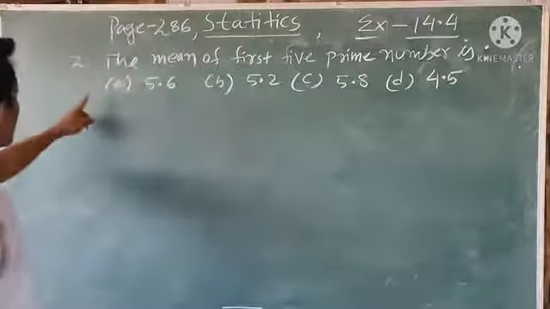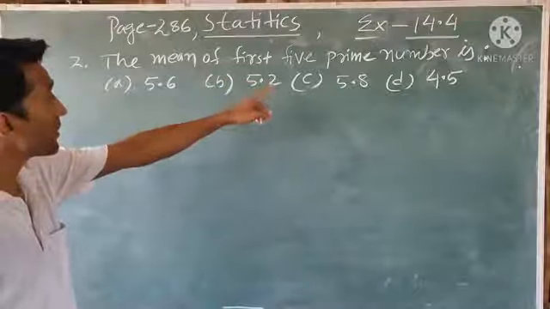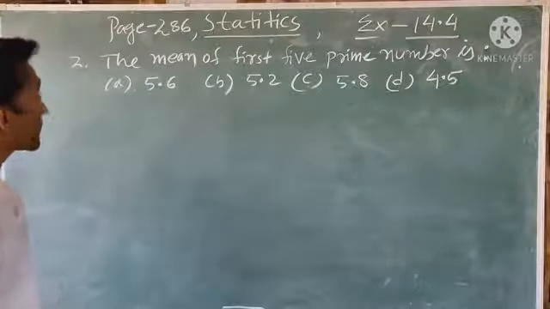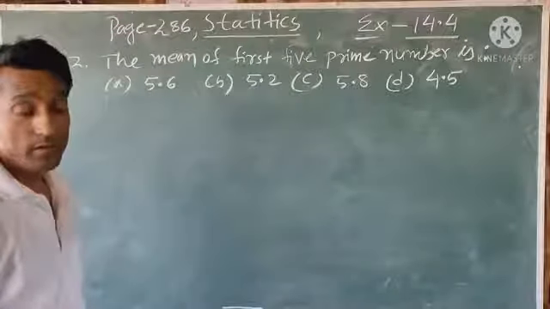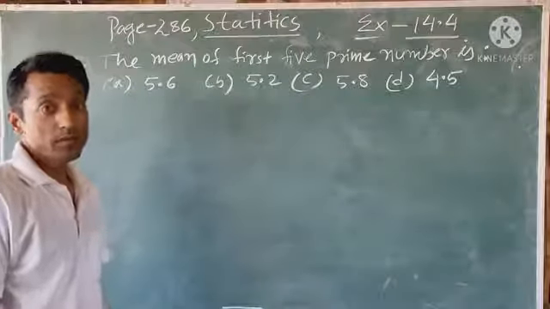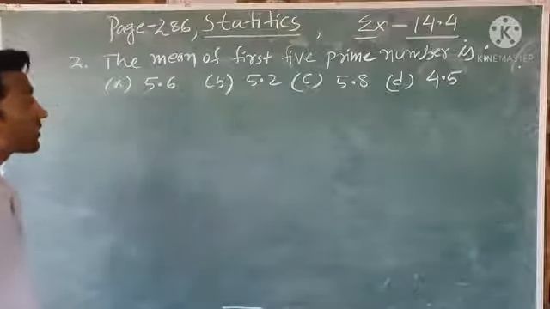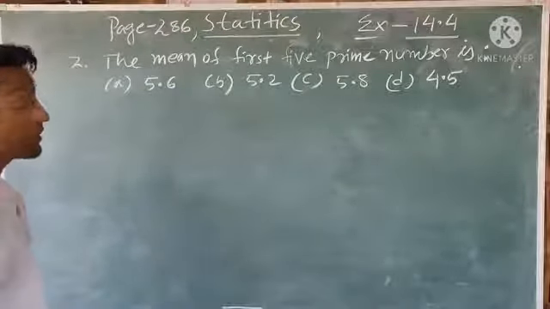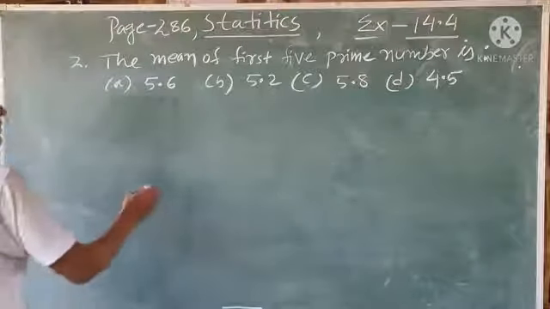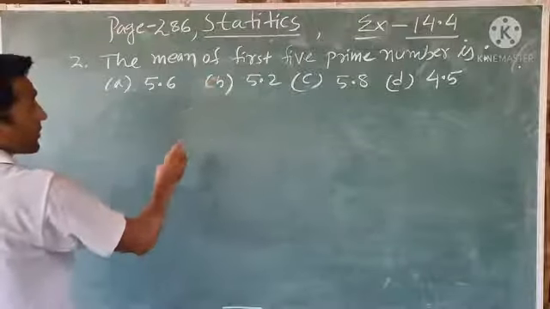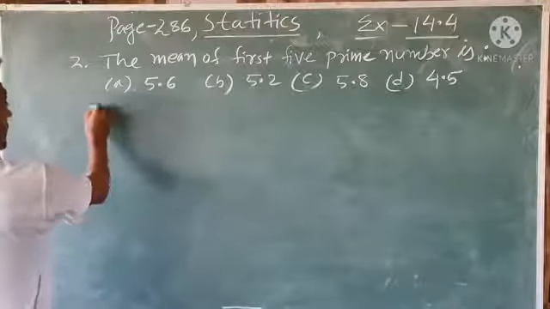You see the next question, number 2. The mean of first 5 prime numbers is. First 5 prime numbers. So what are prime numbers? You have learned about prime numbers in the lower class. Prime numbers are those numbers which have only 2 factors, 1 and the number itself.